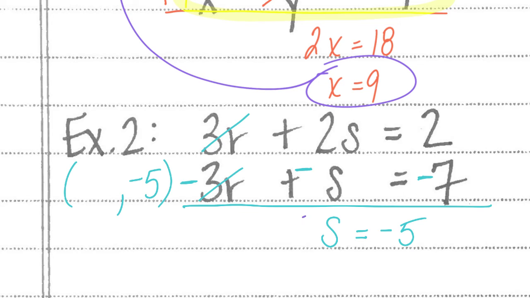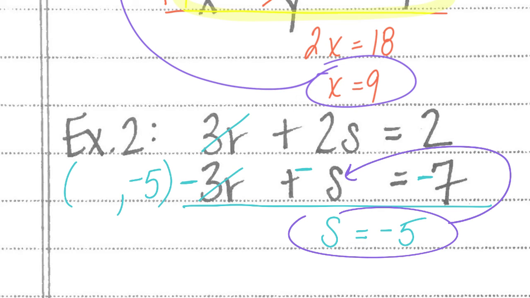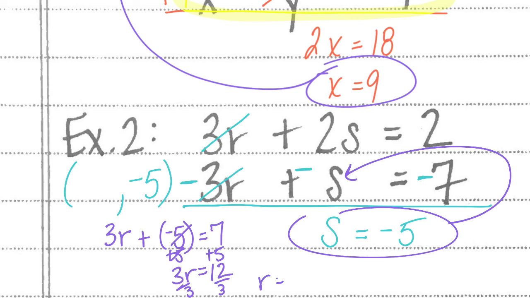We're going to take that negative 5, and you know what? I think I'm going to plug it back into the original at the bottom here. 3 times what plus, well, s was negative 5 equals 7. Well, I know when I add this 5 over to each side, 3 times what is equal to 12, and when I divide each side by 3, r is equal to 4.